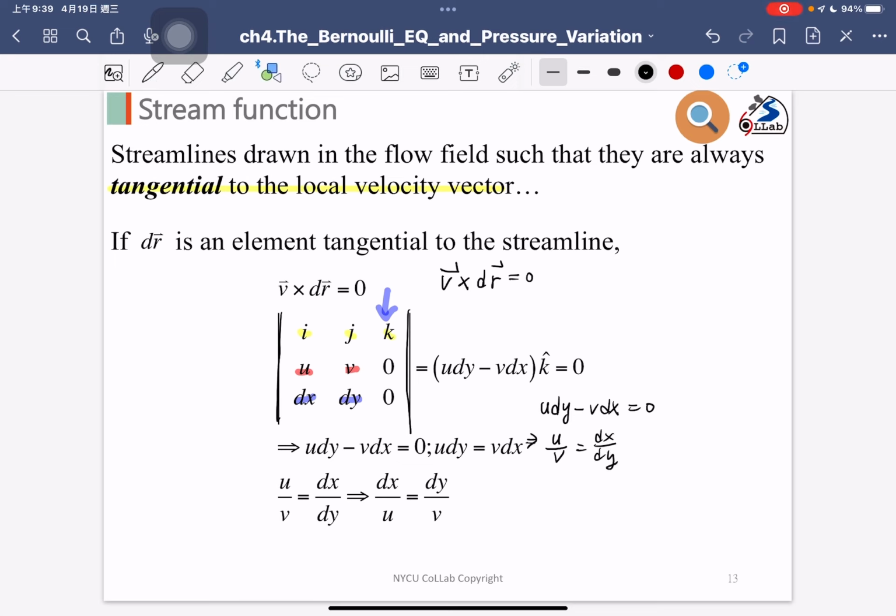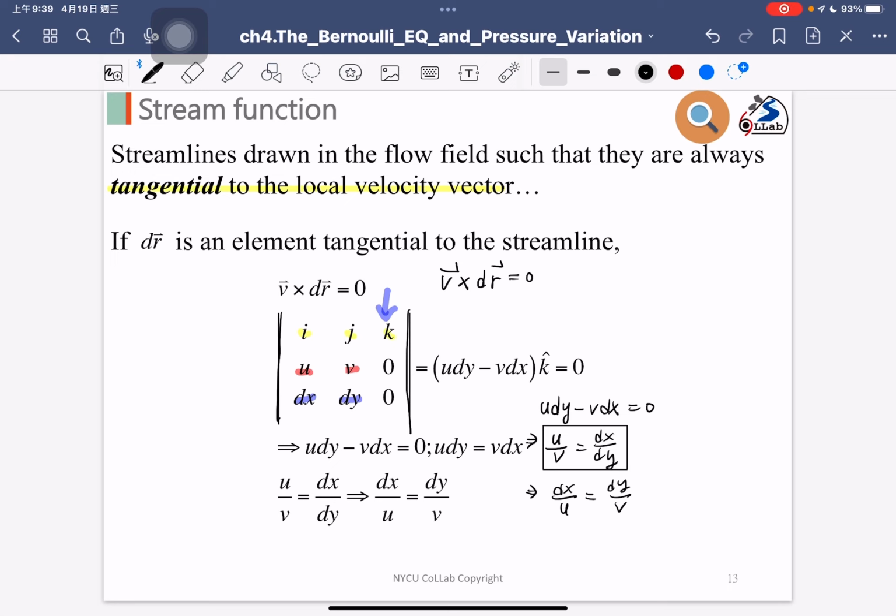Do you remember I have shown you a similar equation before, and we call that the spatial gradient will equal to the velocity gradient. So that's the straight line definition. The straight line always satisfies this equation: the spatial gradient is equal to the velocity gradient. And you can also rewrite the equation to be dx over u and dy over v. It's the same idea.